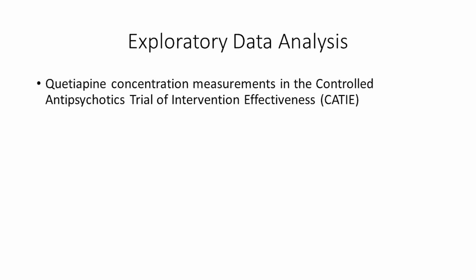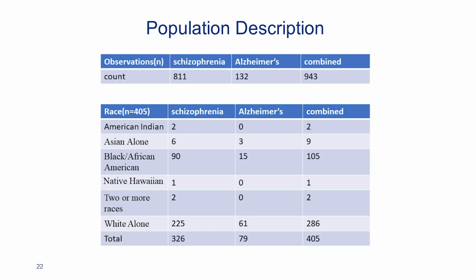So for this exploratory data analysis, as I mentioned, we have the quetiapine concentration measurements in the Controlled Antipsychotics Trial of Intervention Effectiveness, CATIE. This was a treatment study with patients in a schizophrenia arm and an Alzheimer's disease arm, and sparse concentration measurements were taken. We had approximately just over 2 concentration samples per individual.